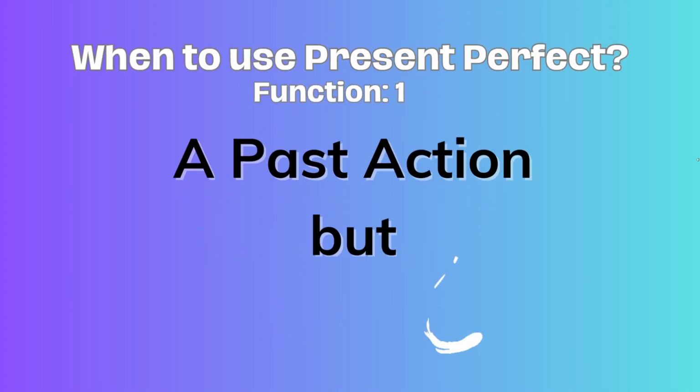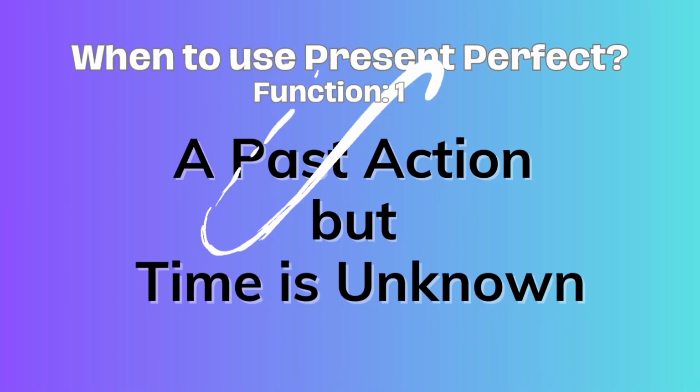So when to use the present perfect tense? It is to talk about an action that happened in the past, but the time is unknown to us. So in easy words, we talk about an action that happened in the past, but we don't say exactly when the action happened.